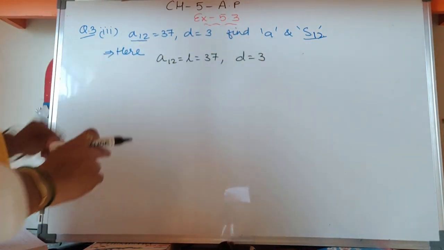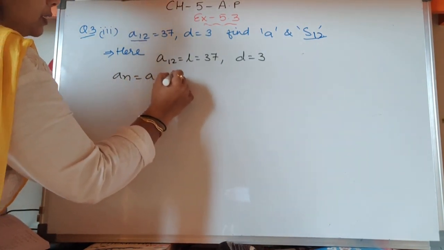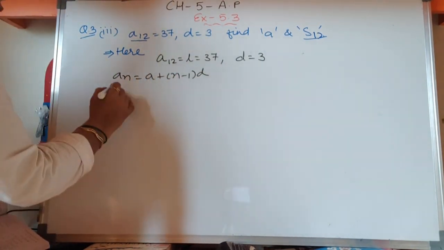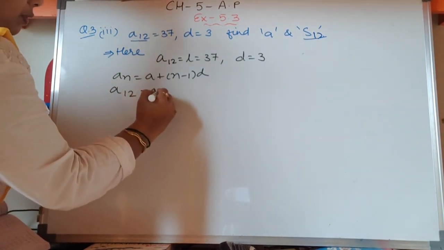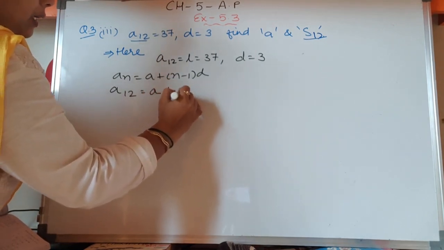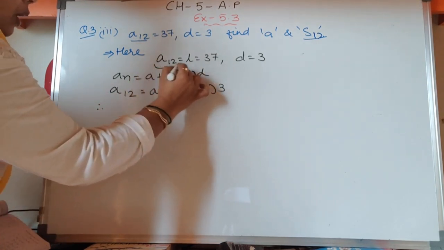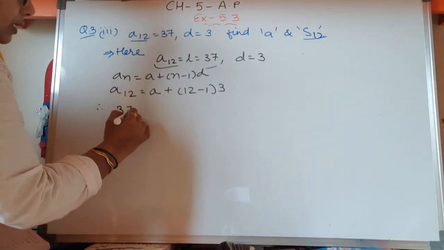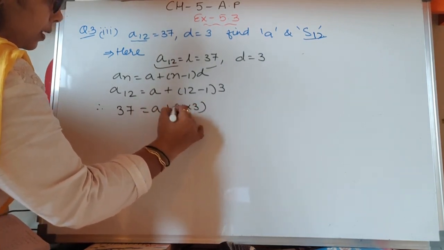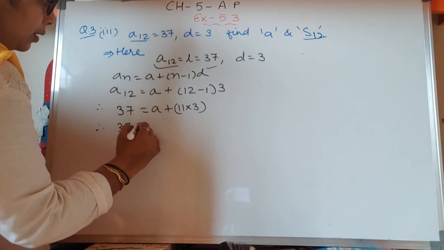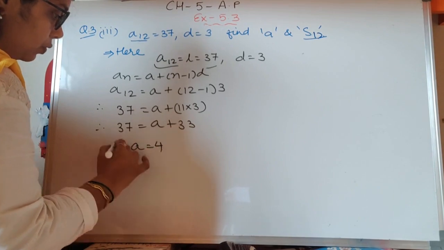It means the first term. So what is our main formula? an is equal to a plus (n minus 1) into d. So if I put a12 here, it means n is equal to 12. So a we want to find out, plus 12 minus 1, and d is given. So 37 is equal to a plus 11 into 3. Therefore 37 is equal to a plus 33 and therefore a is equal to 4.